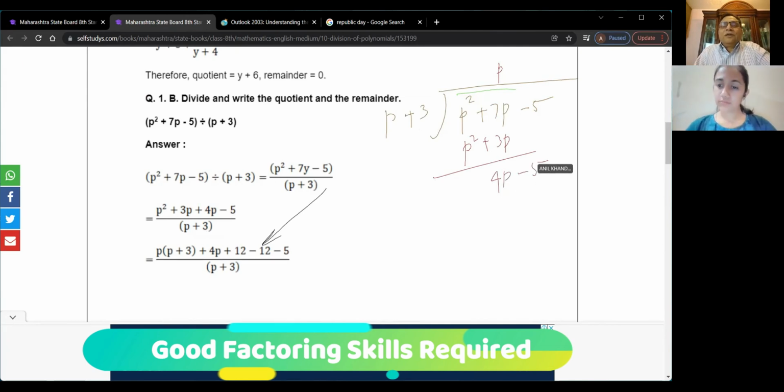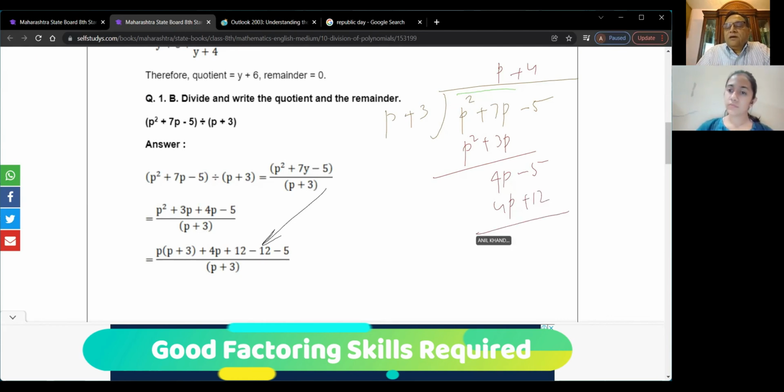And now what should go in quotient? 4p, right? 4. So we'll do plus 4 here. So we have 4p plus 12. And then when you take away, you get what? Minus 17, right? Is that clear?